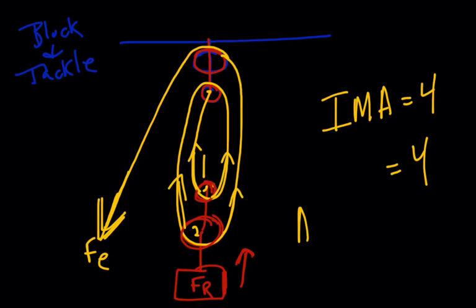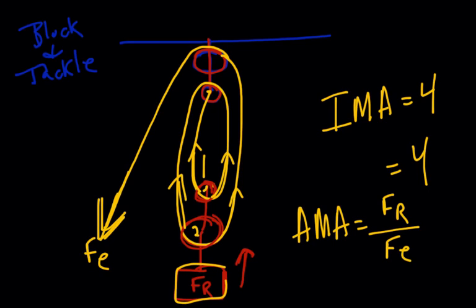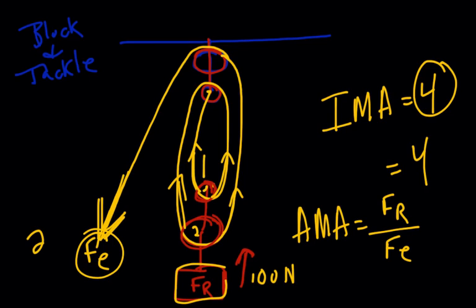What is my actual mechanical advantage? If you remember how to calculate that, it is the resistance force, Fr, so it'd be this weight, divided by how much effort force you actually are putting into the system. So just to review, if this is 100 Newton force, and this is a perfect pulley, the ideal mechanical advantage is 4, then you would expect to only have to pull this rope down with 25 newtons of force to be able to lift an entire 100 Newton force.